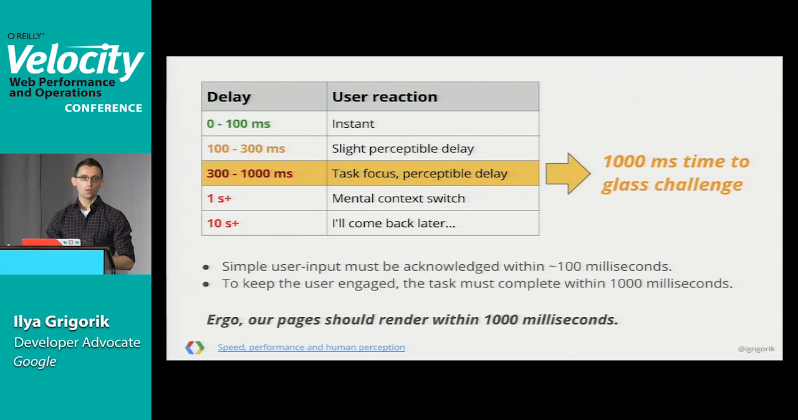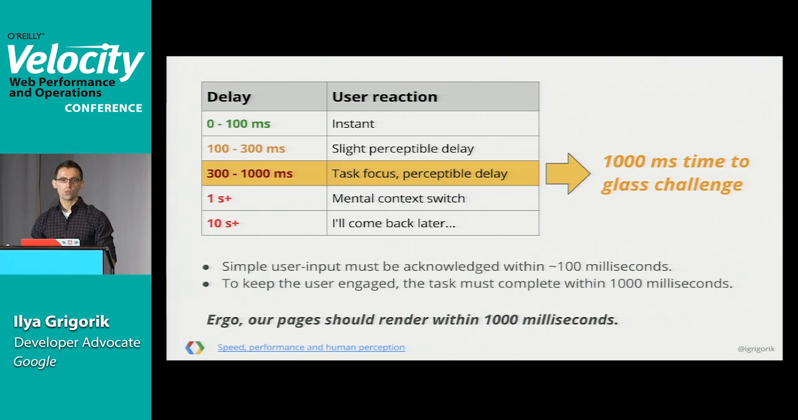Below 100 milliseconds, it feels instant, right? You click a button, you get feedback immediately. Somewhere within that 300 millisecond barrier, you start to feel like the button is sticky, like you click it and there's something wrong. And then after 1 second, you lose that task focus. You've been focused on the task, you say send email, and a second later nothing happens, and you're like, oh yeah, I gotta email Bob, and I gotta talk to Sherry, and before you know it, you lost the user.